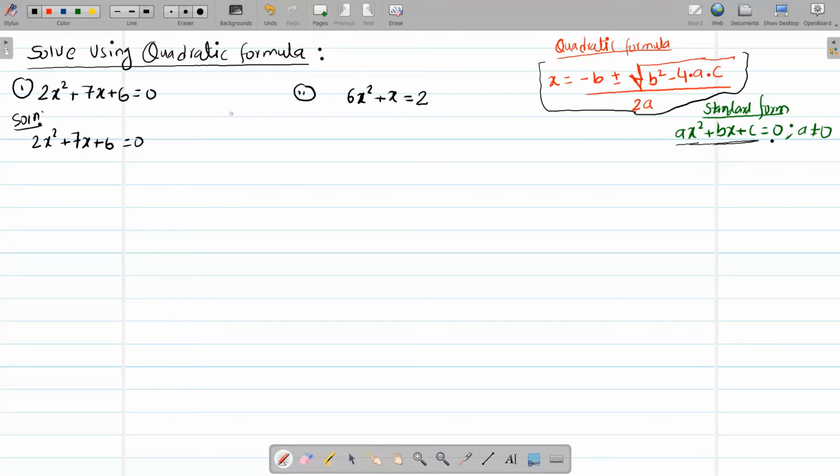Now, in this equation, what is our a? Our a value is 2, our b value is 7, and our c value is plus 6, right? Because when you compare with the standard form ax squared plus bx plus c is equal to 0, we get this.